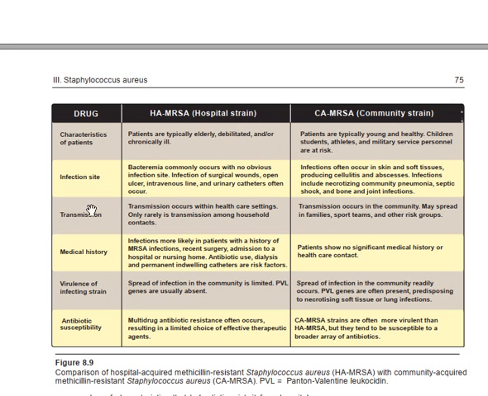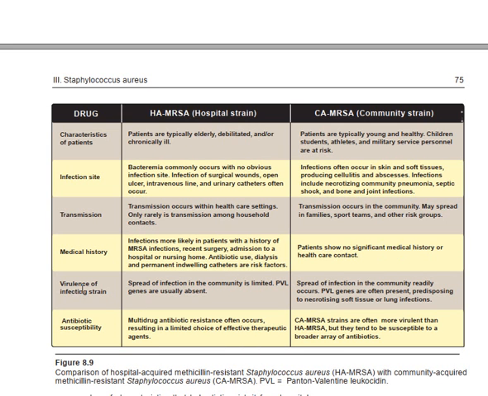Is it clear? Now, the transmission of hospital-acquired MRSA. The transmission usually occurs within a healthcare setting, while in community-acquired MRSA the transmission is in the community. For the medical history, infection is more likely in patients with a history of MRSA infection, like recent surgeries, hospital admission, and nursing care, while patients with community-acquired MRSA show no significant medical history of infection.